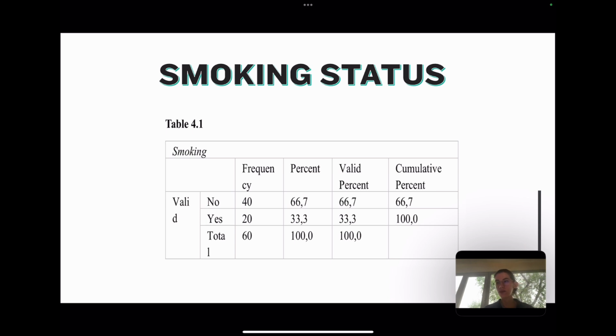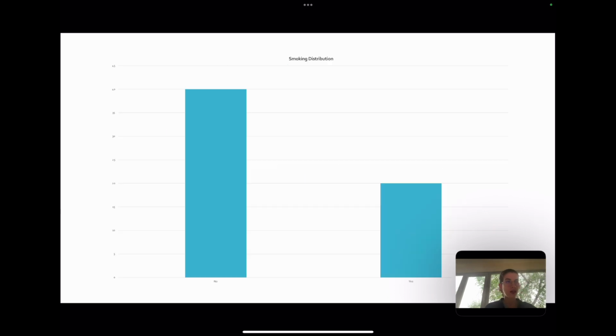When we look at the smoking habits, we found that 40 patients are non-smokers, while 20 patients do smoke. This shows that most patients do not smoke, but about 1/3 of them are smokers. Since smoking can affect health and muscle strength, it is important to consider this factor. When we look at the bar chart, it shows the difference between smokers and non-smokers. The non-smoker bar is clearly taller, meaning that most of our patients do not smoke.